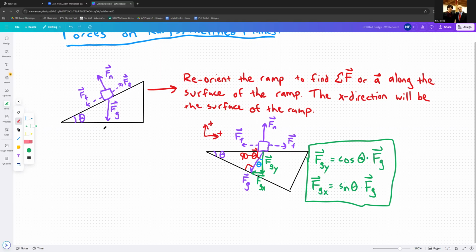Most of that we'll get into when we actually solve some AP questions, and we'll deal with ramps as they come up in the problems. But the really big thing is being able to reorient the ramp, switch up your X and Y directions. When you look at a sum of forces in the X direction, that's along the surface of the ramp. When you look at a sum of forces in the Y direction, that is into the surface of the ramp or directly up out of the surface of the ramp, like normal force here.